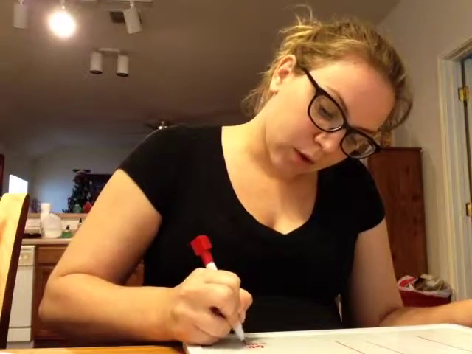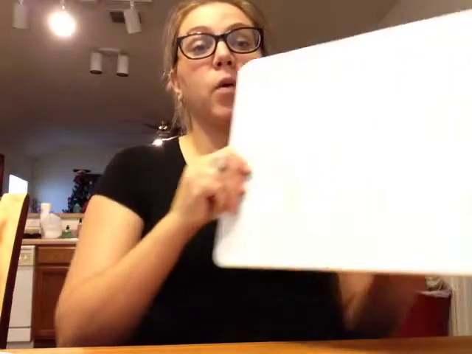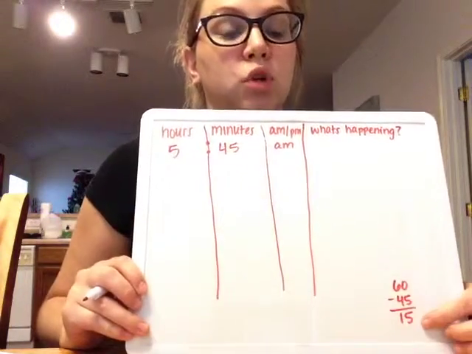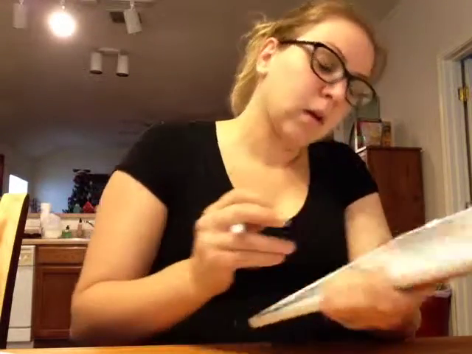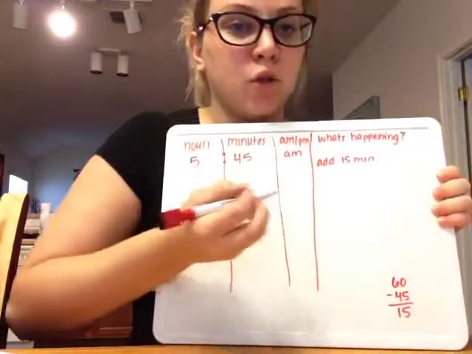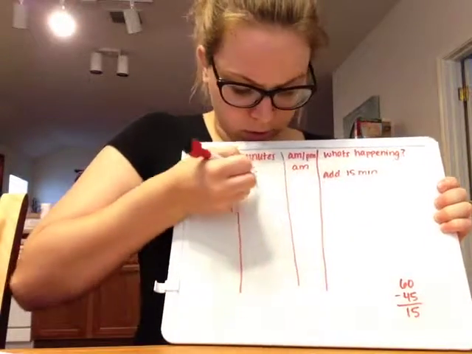60 minus 45 will give us the difference, and it'll tell us how many minutes we need to add to get to the next hour. And as you see, if we do that subtraction problem, that's 15. So in our what's happening column, I'm going to write add 15 minutes. And that's going to get us to 0 minutes in our minute column.